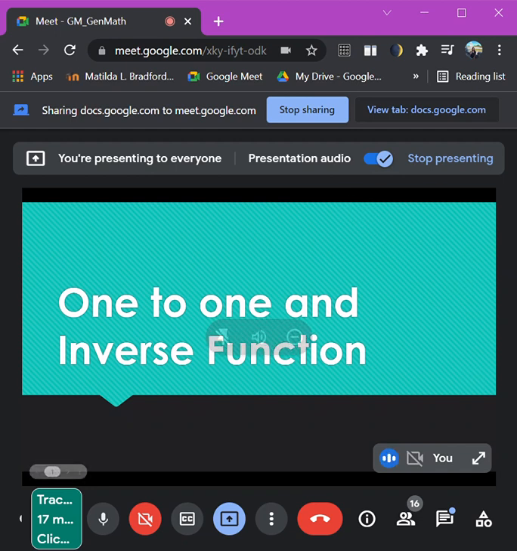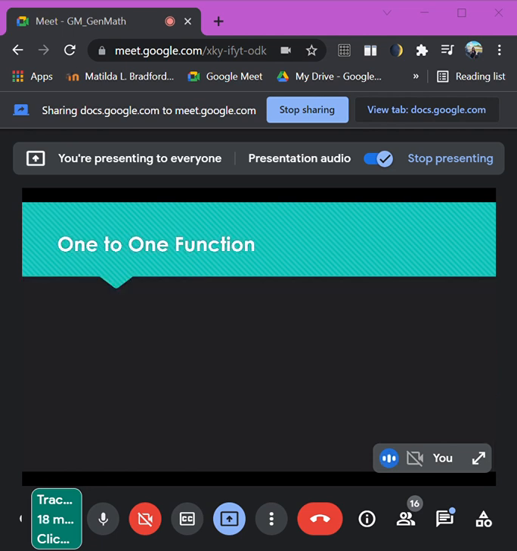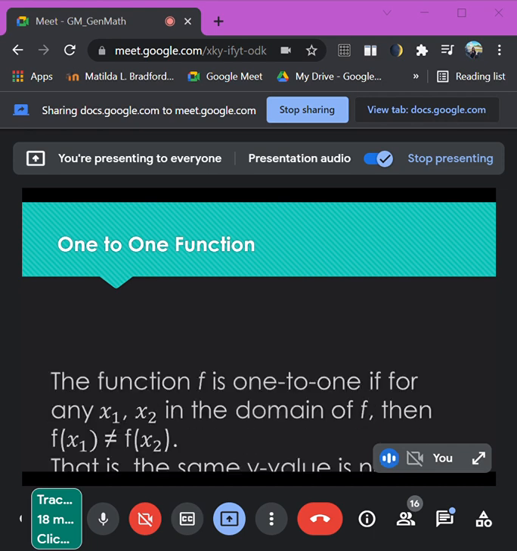Okay, so for today's lesson, we are going to have one-to-one and inverse function. Okay, so unsa dining one-to-one og inverse function. So we are going to start first with one-to-one function.